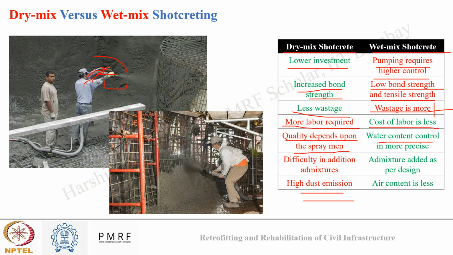My water content is more controlled in a precise manner. I can add the admixture initially in the design, which I was not able to do in the dry mix. And here the air content will also be less since my material is initially mixed and not near the pipe. Okay, so in this way, both types of shotcreting can be different.